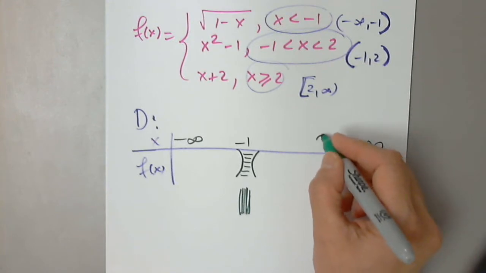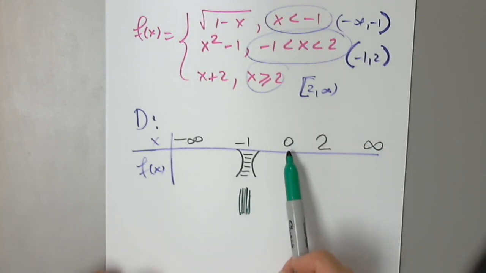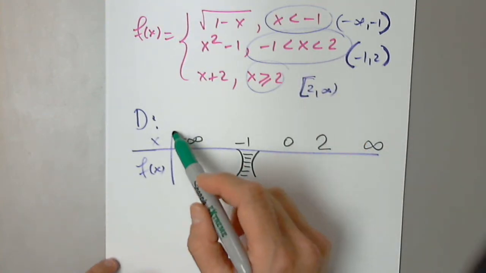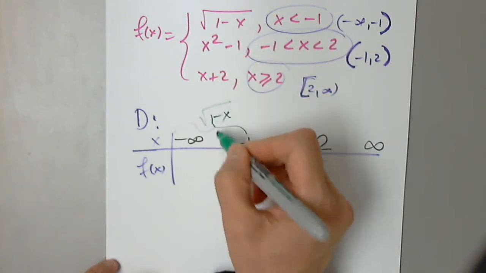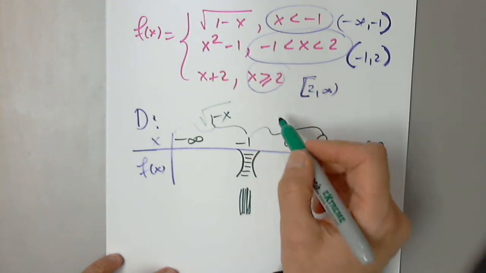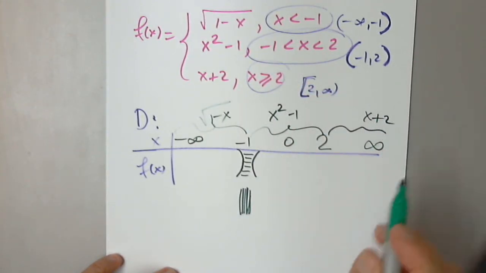Good. The other numbers that have to be in the table, I should say, 0 always, and 2 is a key x value. I know that between negative infinity and negative 1, I will have to use the square root of 1 minus x. Between negative 1 and 2, I will have to use x squared minus 1, and then I will have to use x plus 2.